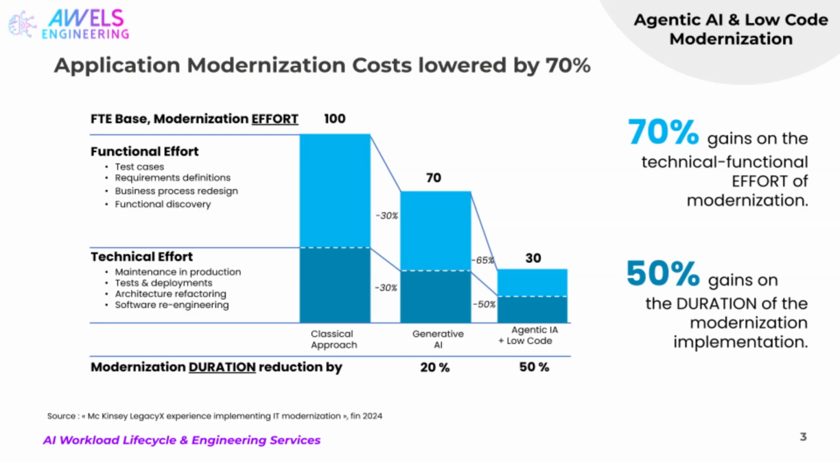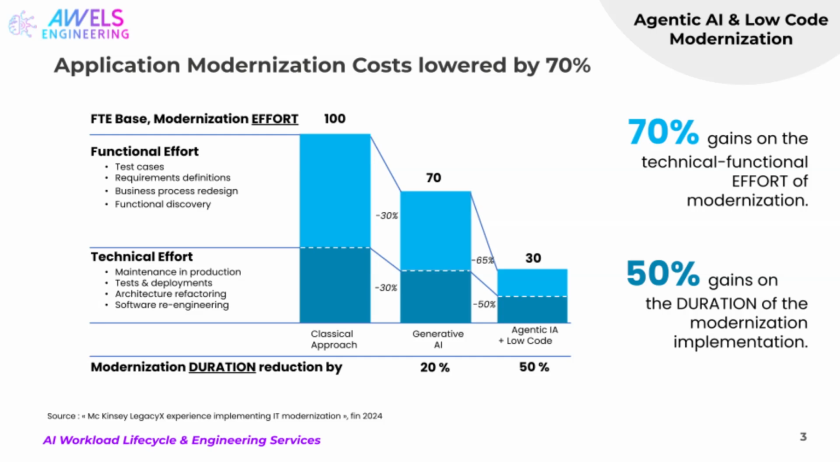So we see that there are 2 important elements or factors. The first is the impact on the functional effort, which means rediscovering needs, and if necessary, redefining business processes. Looking at use cases. So this is the part that is in light blue above, where we can achieve up to 70% gains in this area.